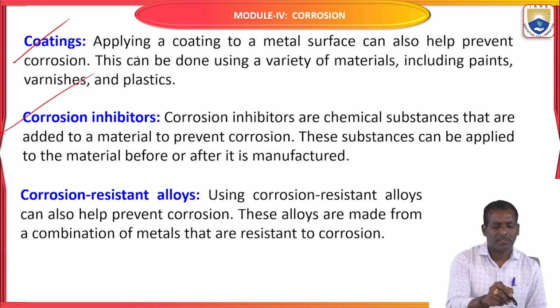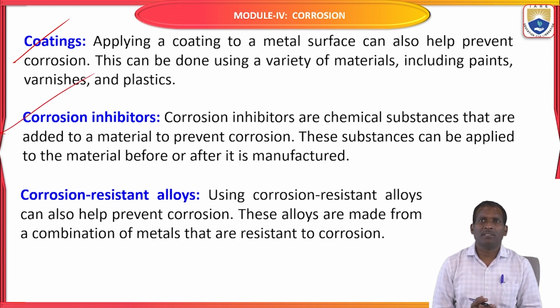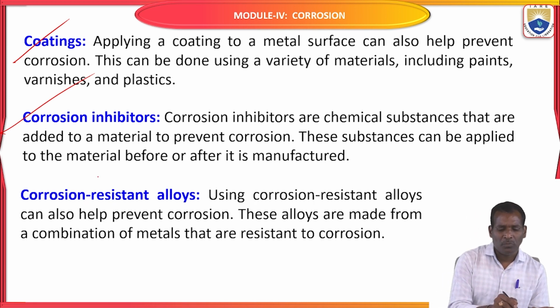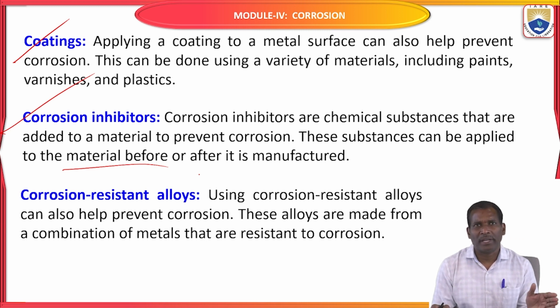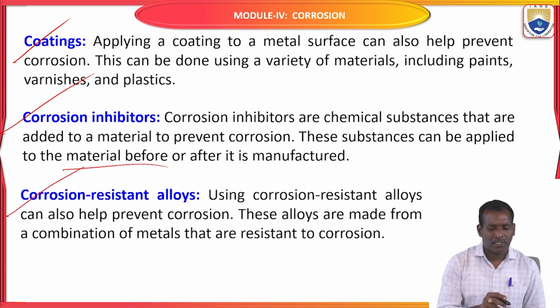Next, corrosion inhibitors. The corrosion inhibitors are chemical substances that are added to a material to prevent corrosion. These substances can be applied to the material before or after its manufacture. You can add these corrosion inhibitors. So corrosion inhibitors are mainly chemical substances that are added to the material which is to be protected from the corrosion.